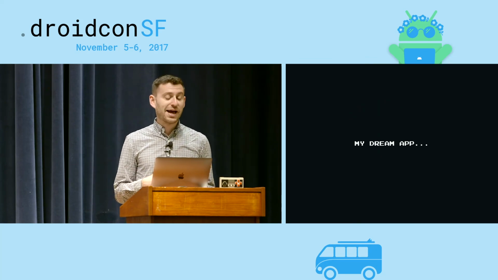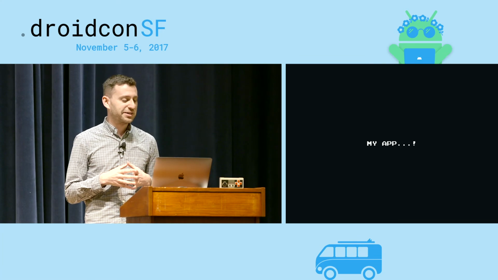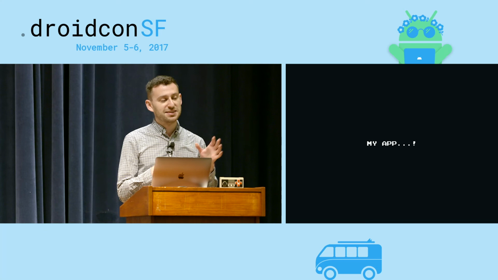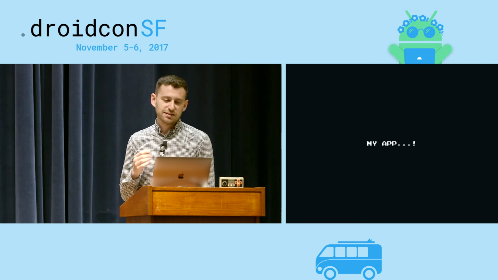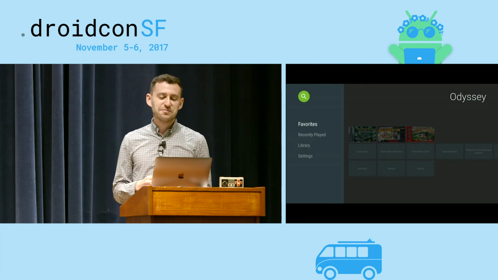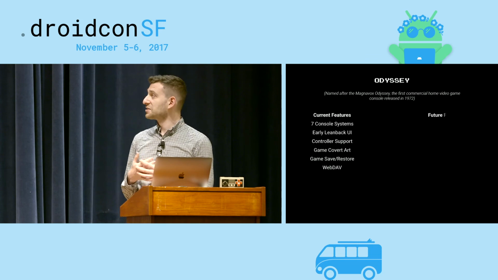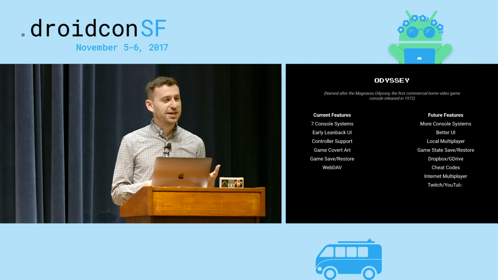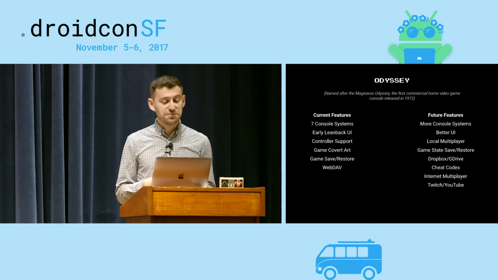So back to the beginning, I was talking about my dream app. And it seems like this is not really a dream anymore. I've been working on taking the prototype that I just demonstrated and turning it into something real. And this is what it looks like today. The code name is Odyssey. It has a basic Android TV user interface. It supports 7 different platforms, and it has controller support. It can save games and load game saves, and it can play games from a HTTP server.